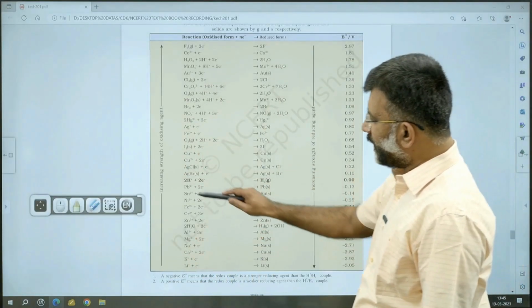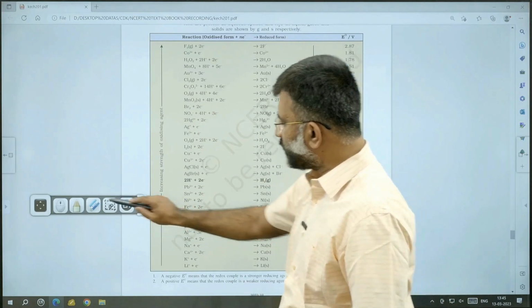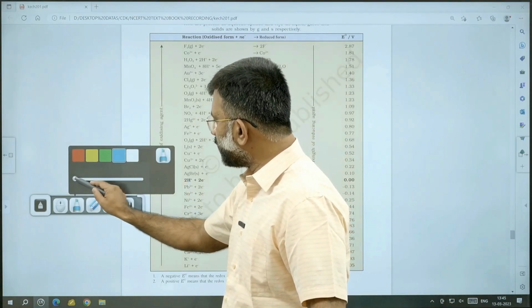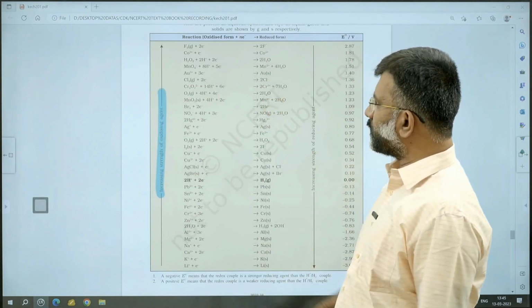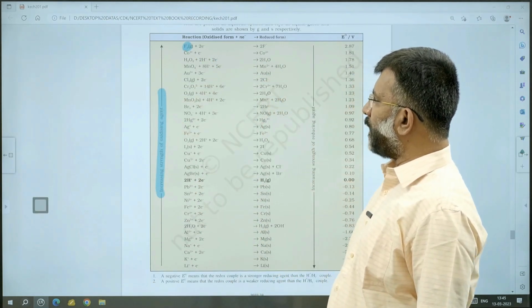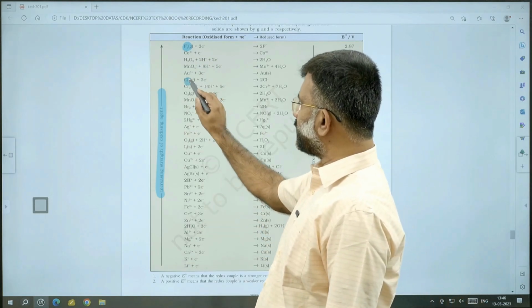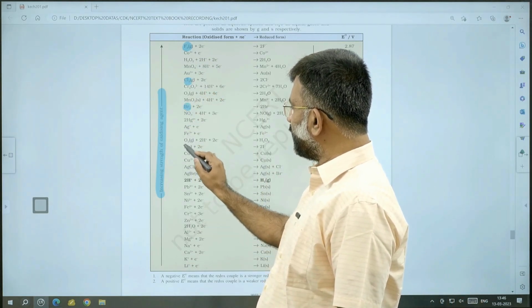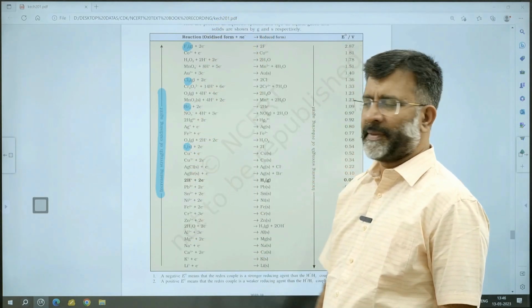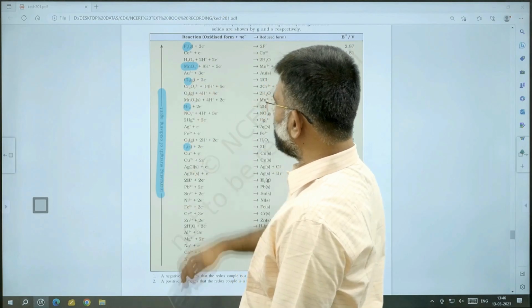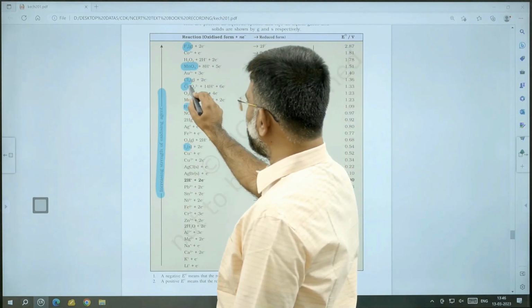Now you can get this picture from the diagram also. You see the increasing strength of oxidizing agent. This is a powerful oxidizing agent. This is next. This is next. You see, I was highlighting the halogens. Permanganate, powerful oxidizing agent. Dichromate, very good oxidizing agent.